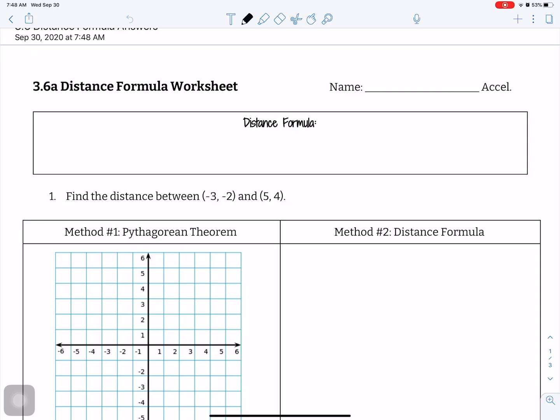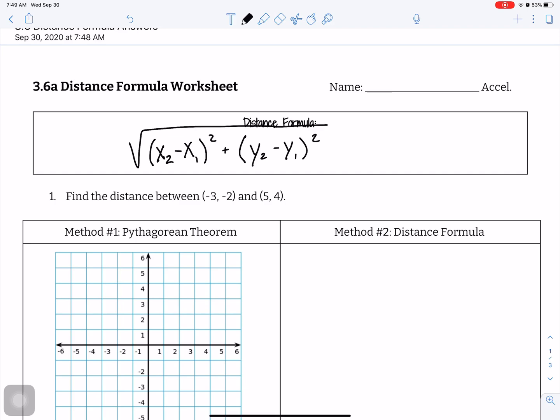Today we're looking at the distance formula, and we're going to look at it on a coordinate grid with something that we know, and then we're going to actually use the distance formula. So the distance formula is the square root, and then underneath the square root, it's x2 minus x1, and that whole quantity squared, plus y2 minus y1, and that quantity squared.